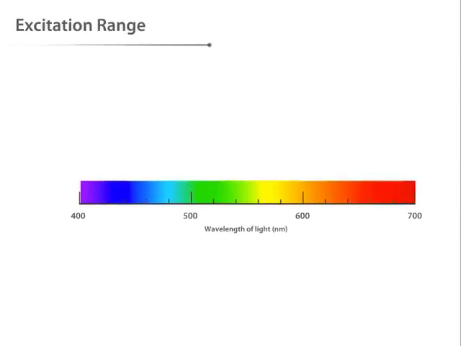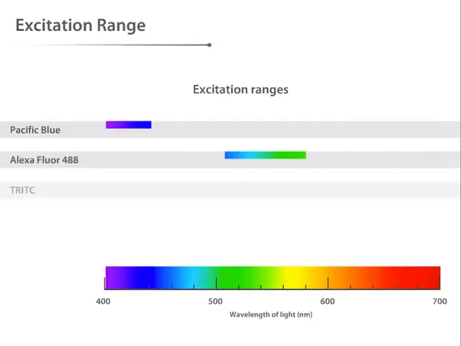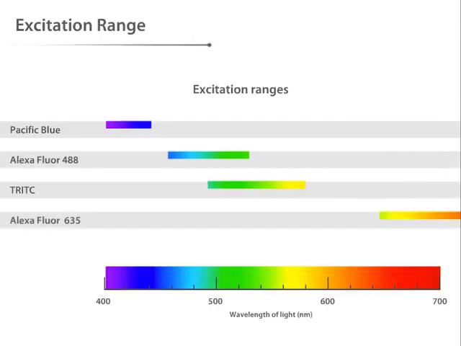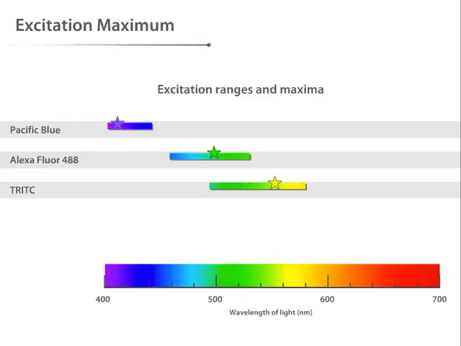A fluorescent dye absorbs light over a range of wavelengths, and every dye has a characteristic excitation range. However, some wavelengths within that range are more effective for excitation than other wavelengths. This range of wavelengths reflects the range of possible excited states that the fluorophore can achieve. So for each fluorescent dye, there is a specific wavelength, the excitation maximum, that most effectively induces fluorescence.